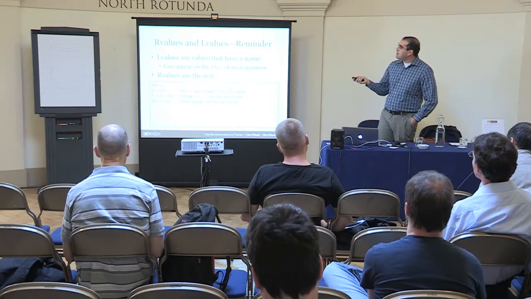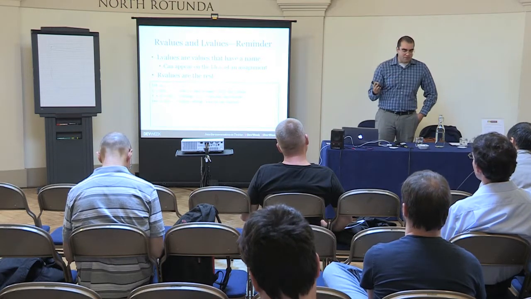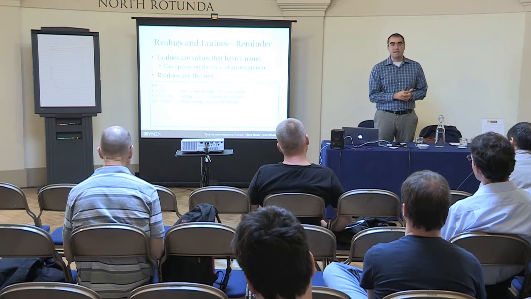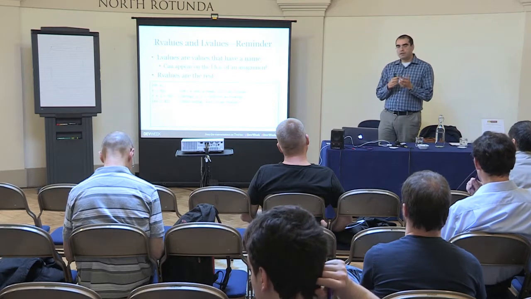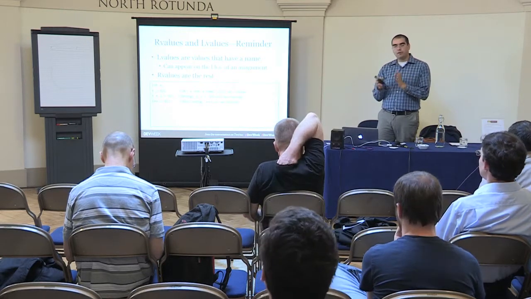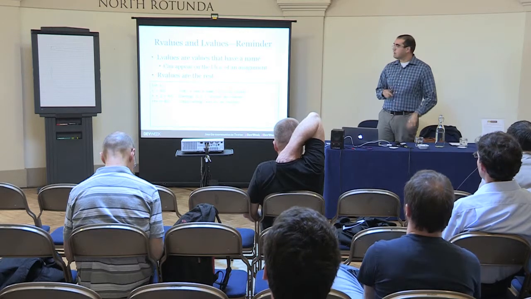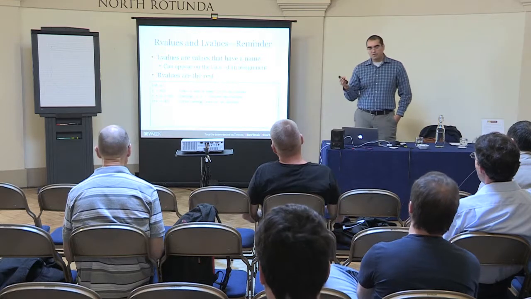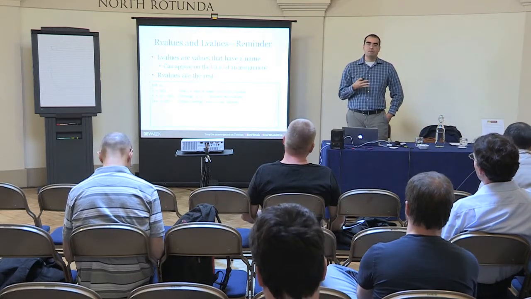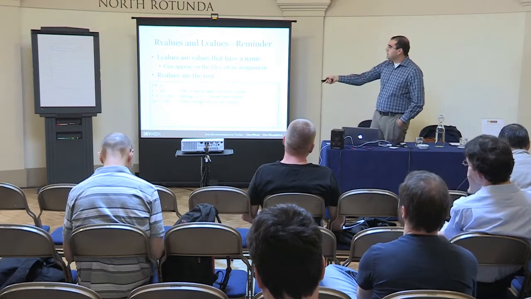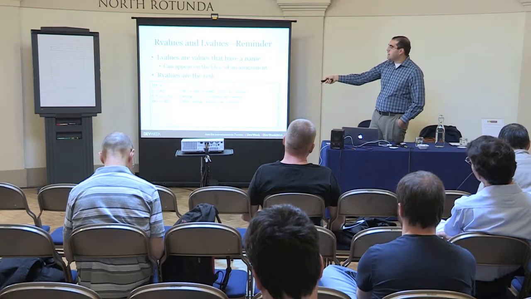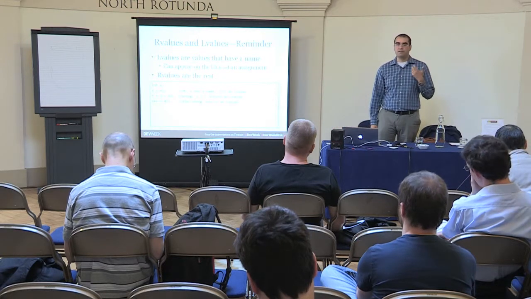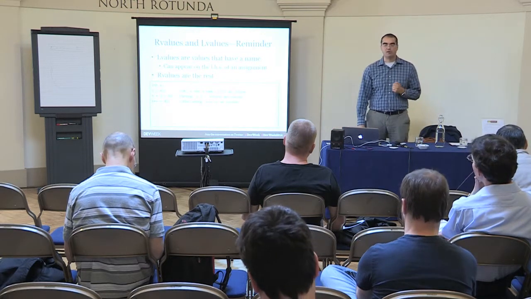So, R-values and L-values, a reminder. L-values and R-values are formal terms used in the C++ standard for declaring the type of a particular memory location or a particular expression. So basically, L-values are values that have a name and can appear on the left-hand side of an assignment expression. For example, if I have a variable named x, then x = 42 is a legal expression because x is an L-value and it can appear on the left-hand side of an assignment expression.